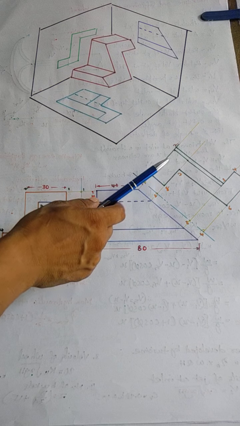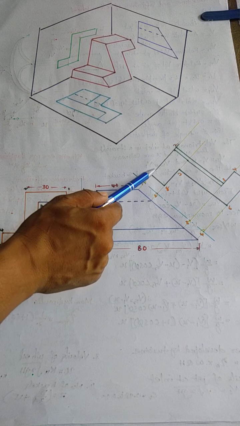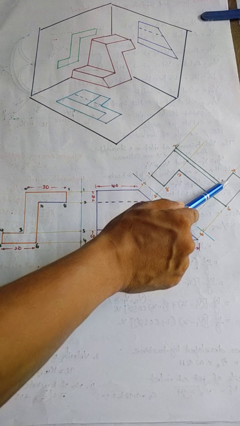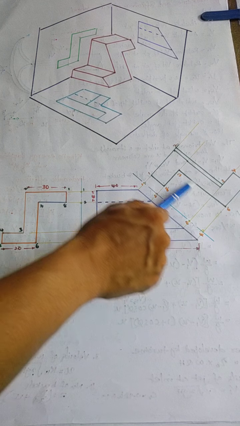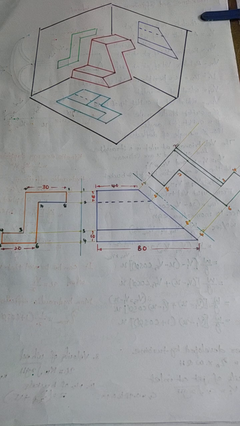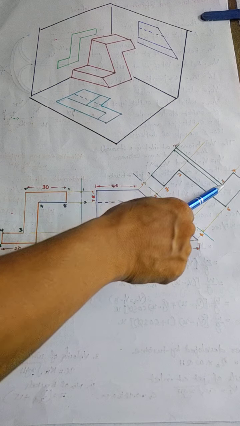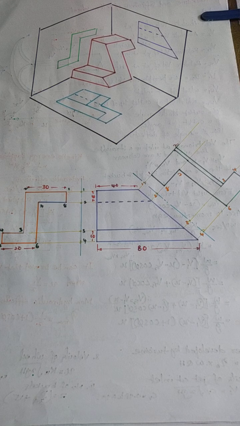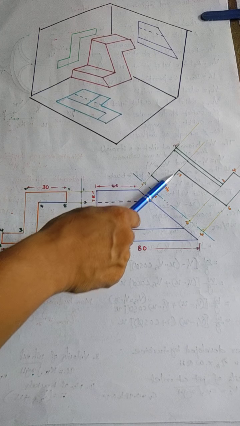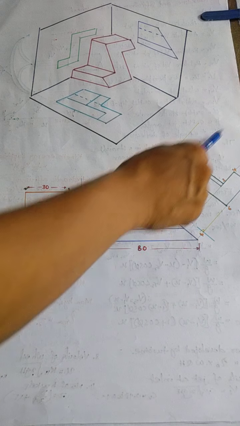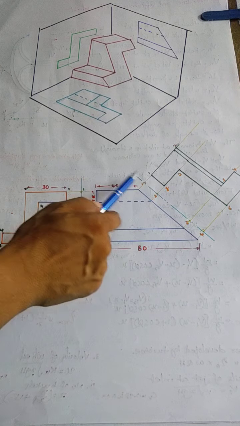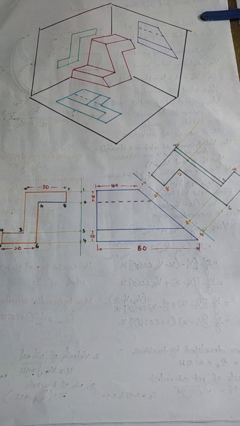Now join all the numbers in sequence: 1 to 2, 2 to 3, 3 to 4, 4 to 5, 6, 7, 8 and up to 1. So finally you get the shape of true length. Here you can see the true length, that is when you see the object from the direction perpendicular to the inclined surface. So this is the auxiliary view of this given object.